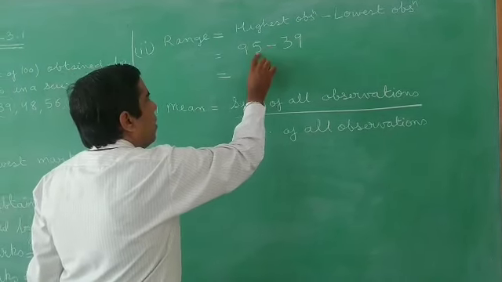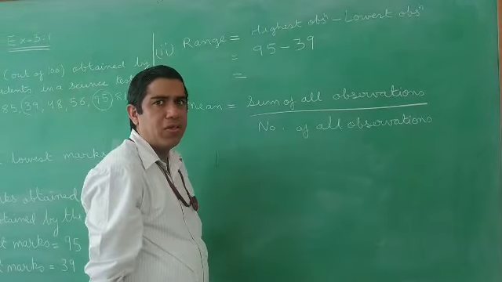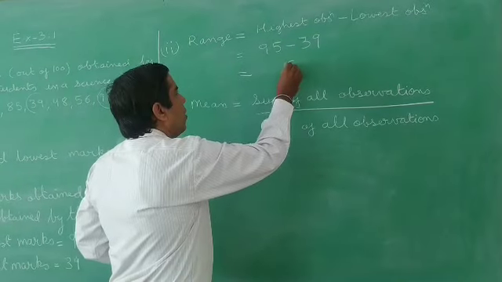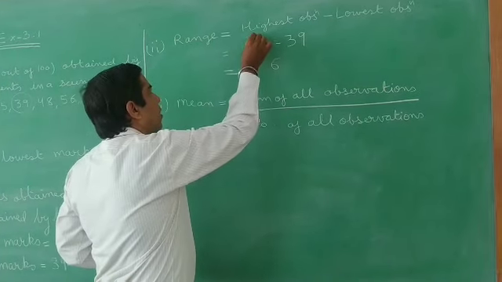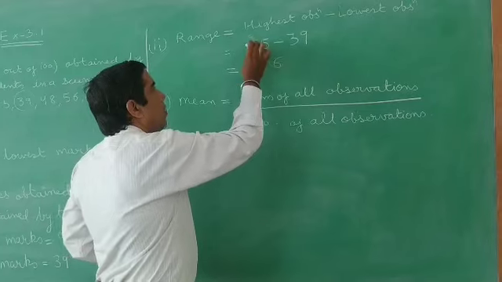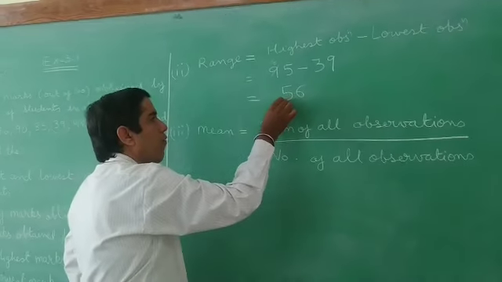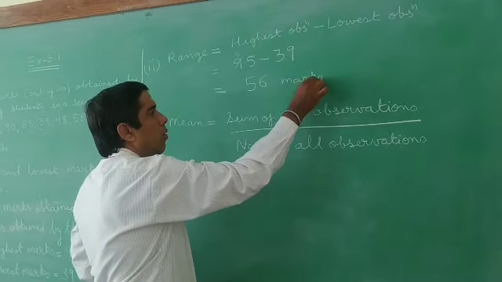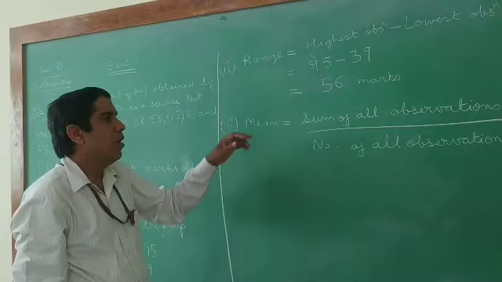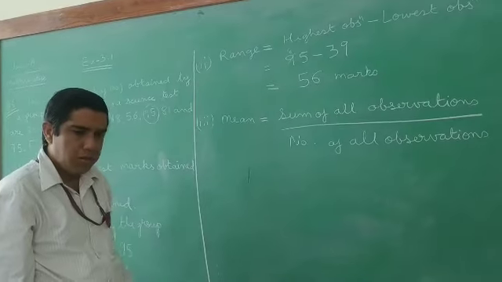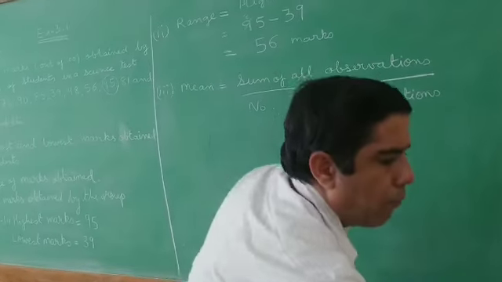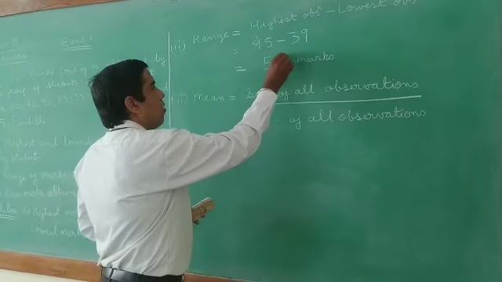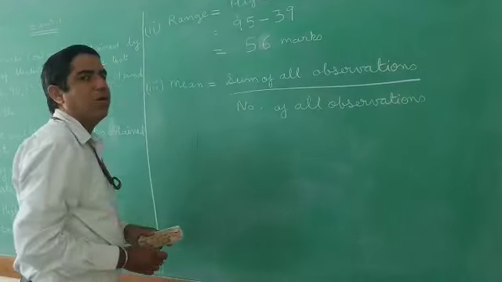Now I subtract: 15 minus 9. What is the answer? It comes to 6. And this will become 8. 8 minus 3 is 5. So 56 marks is the range. What is the range? It is 56. 56 marks is the range.